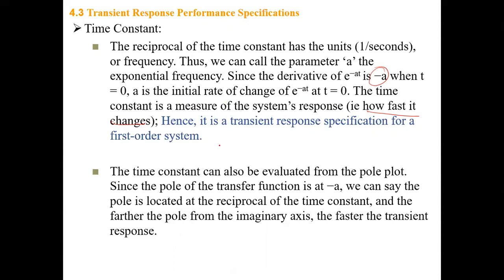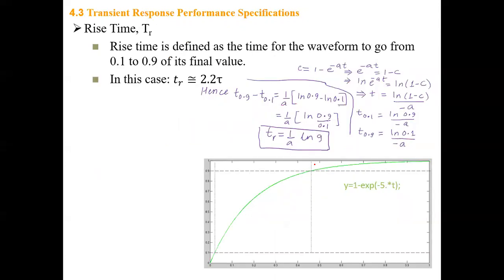Okay, so time constant specifies the transient response: how fast, how slow, that kind of thing. Time constant can also be evaluated from the pole plot. Remember this A is somewhere here, negative A. Take the inverse of A, that's the time constant. So you don't even have to do all those calculations. Just from the pole plot, you see the A, and time constant is 1 over A. That's how you figure out time constant from the pole itself.